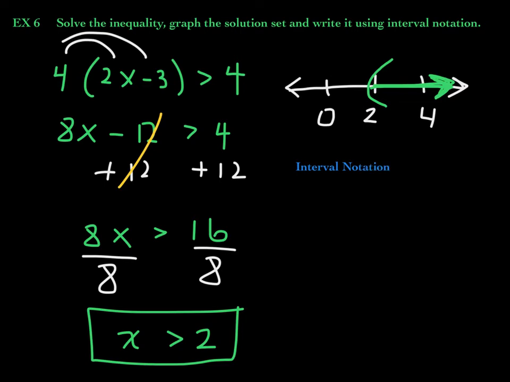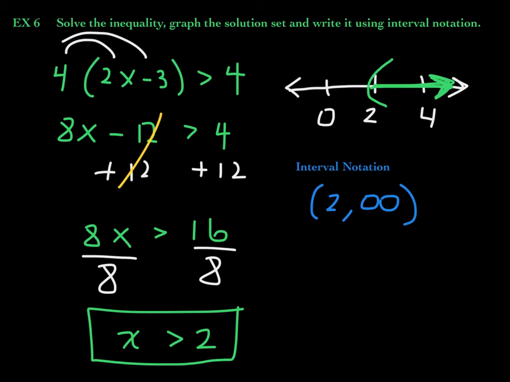would be the following. A parenthesis at 2, and then this goes on forever all the way to positive infinity. All right, so these are my three answers. So this is my solution, this is the graph of the solution set, and this is my solution set written in interval notation. Now, let me talk to you a little bit about this parenthesis here.